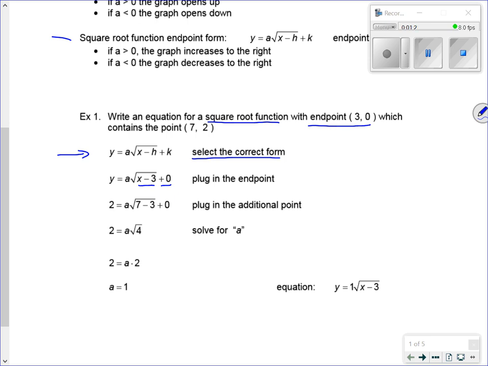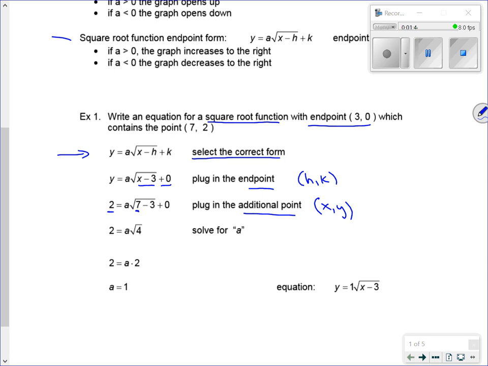And then plug in the additional point, and those go in, write this down, this is for the h and the k, and the additional point goes in place of the x and the y. Okay? So the 7 goes here, and the 2 goes here. You might recognize that the most common mistake is to plug those in backwards.